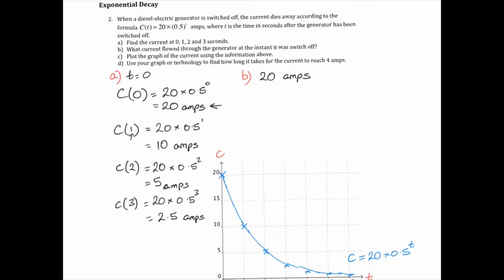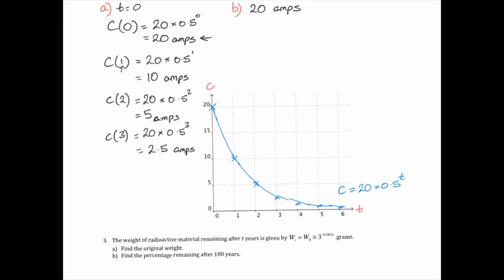Use your graph or technology to find out how long it takes for the current to reach 4 amps. So let's use the graph. 4 would be about here. So if we go across, I'd say it's at about 2.5 seconds. I would say it takes 2.5 seconds to reach 4 amps.